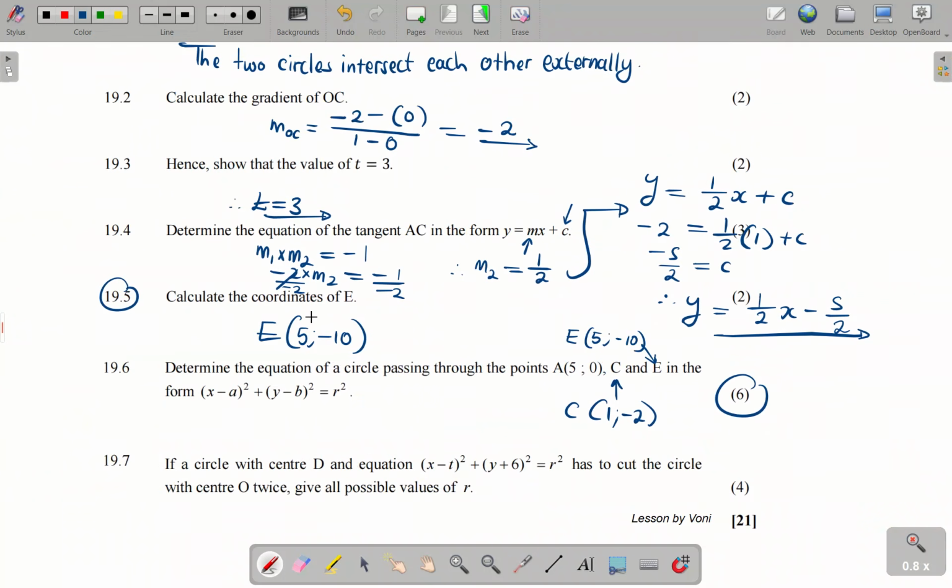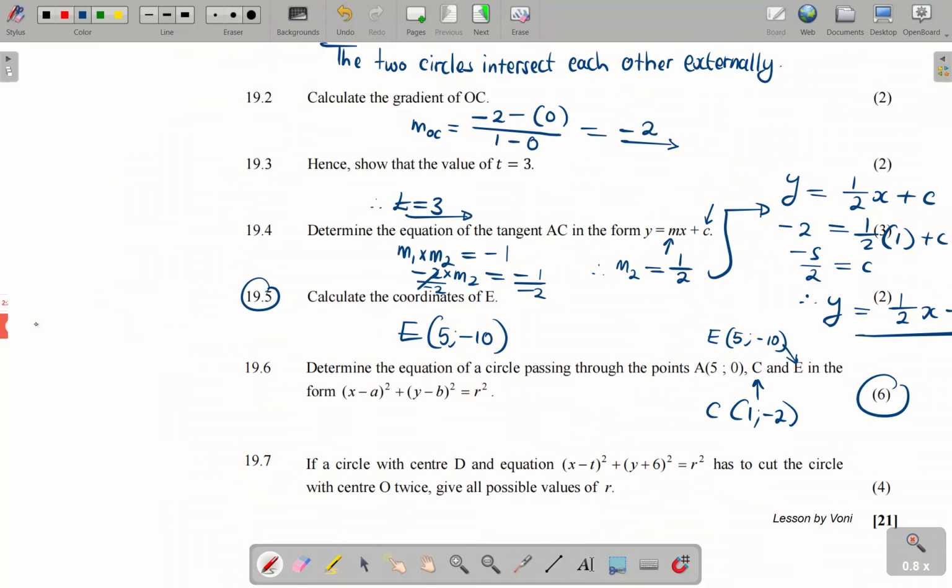So this is the last question here. If a circle with center D and equation given in this format has to cut the circle with center O twice, give all possible values of R. So this T, he didn't even give us the value of T. People, I need the value of T. So I'll just assume that T is what we got there.